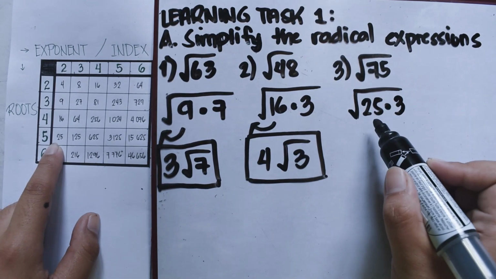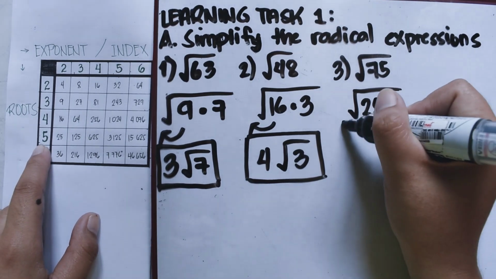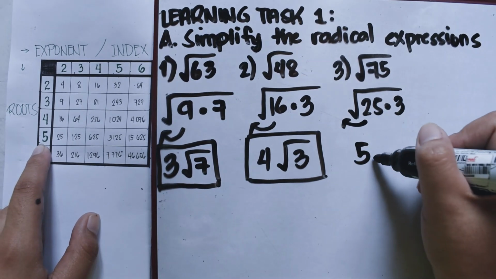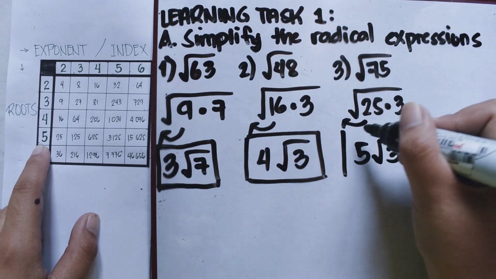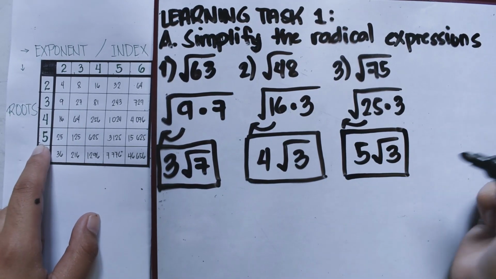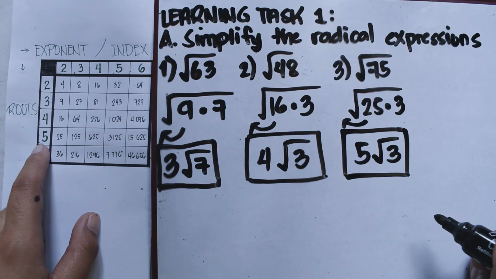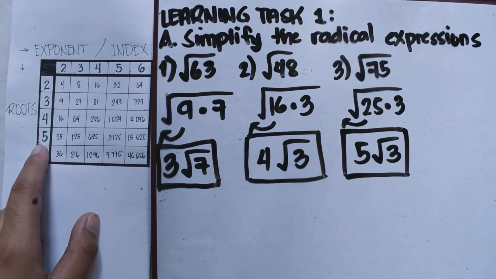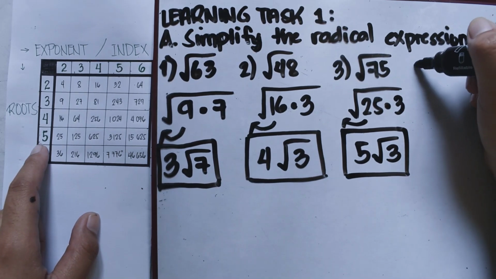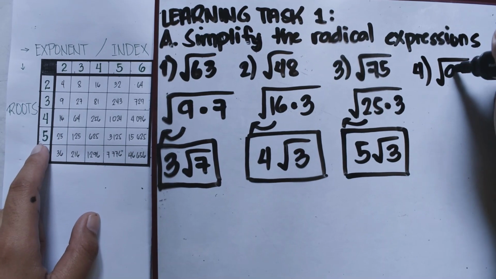So, ano po ang square root ni 25? Ayun po. So, we have 5. Pag nilabas natin siya, we have 5. And then, matitira si square root of 3. So, ito na po ang final answer agad sa number 3. Yan. So, madali lang, di ba? Okay, let's now proceed with number 4. So, number 4 natin in your module, you have square root of 99.